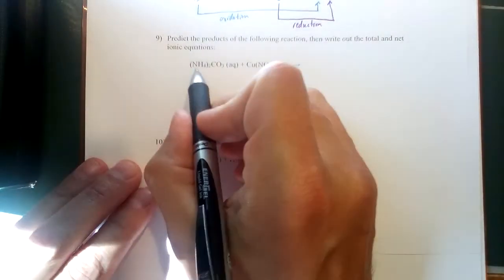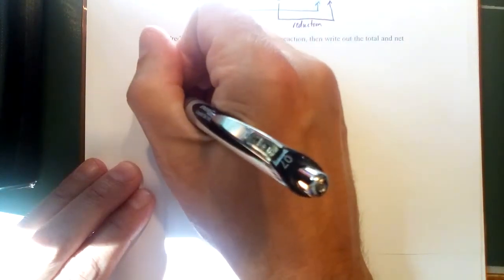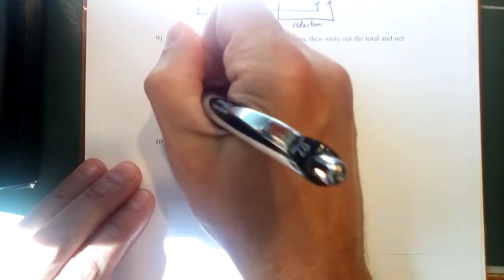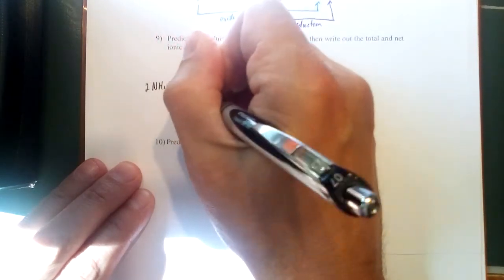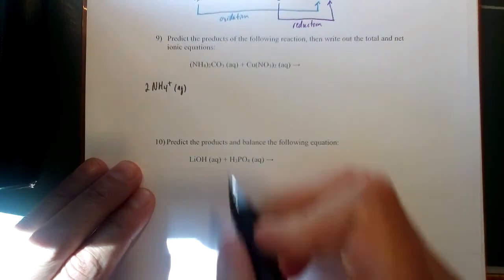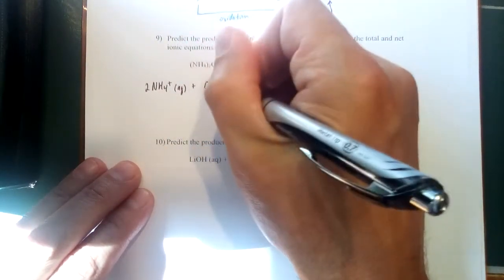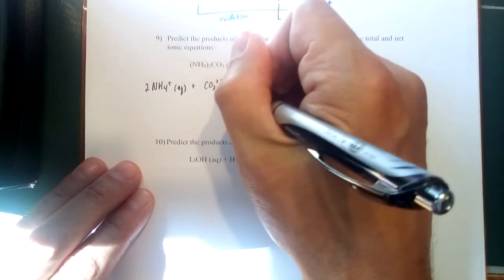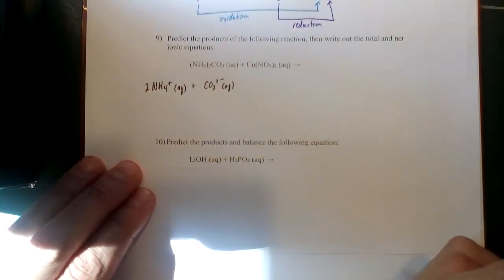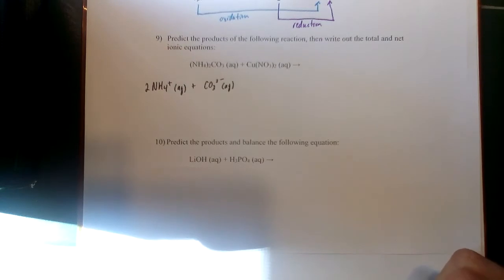So ammonium carbonate, that's going to break apart into 2 ammonium ions, and each ammonium ion has a plus charge. Those would be aqueous. Carbonate, though, that's a polyatomic ion, so that'll stay together in solution, but we do want to indicate its -2 charge there when we've broken it up.